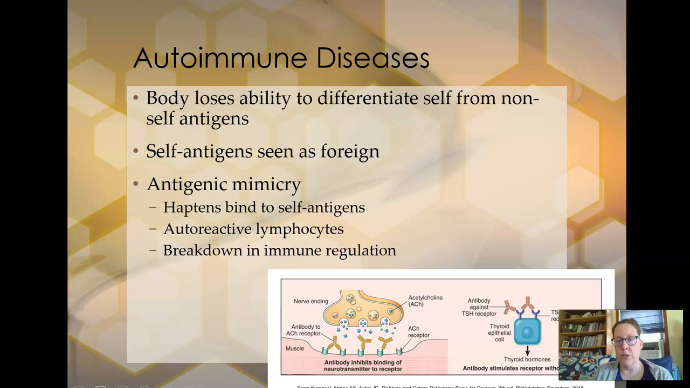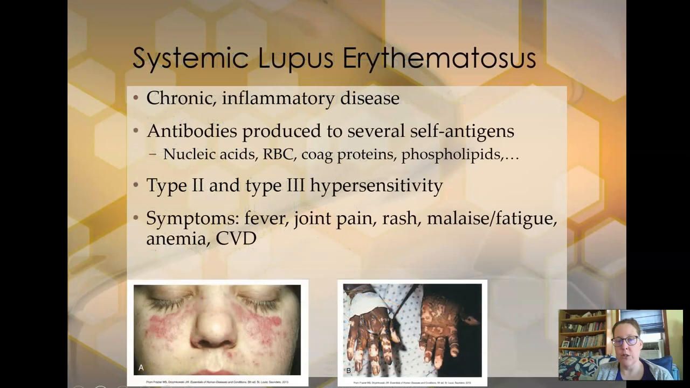There will be autoreactive lymphocytes present, and normally autoreactive lymphocytes are supposed to be destroyed. Those clones should be destroyed, but if they're allowed to persist, they start attacking whatever tissue they've been sensitized to. And then there's a breakdown in immune regulation. That's where the regulatory T lymphocytes come in. They're supposed to regulate and turn down the immune system. If they're not present, or there aren't enough of them, the immune reaction can go unchecked. So there are a couple of examples of mechanisms here. Let's get into some specific ones.